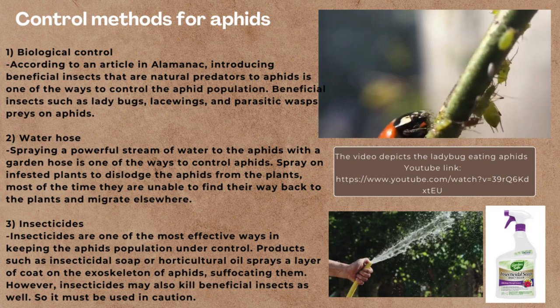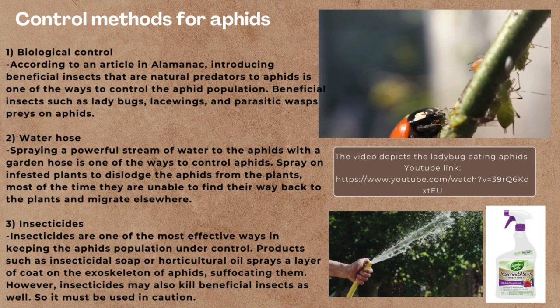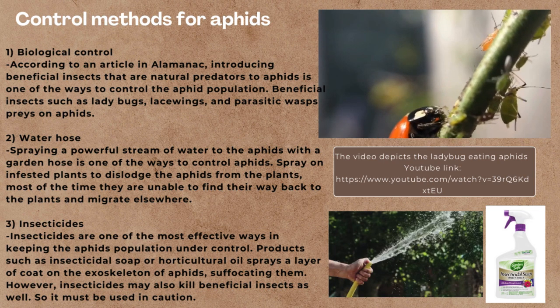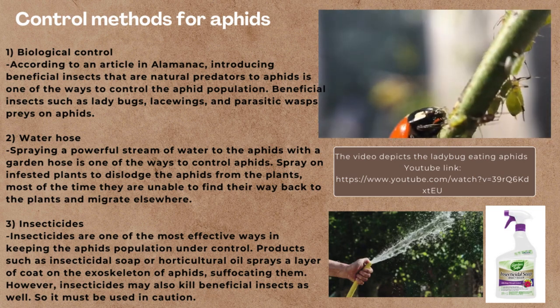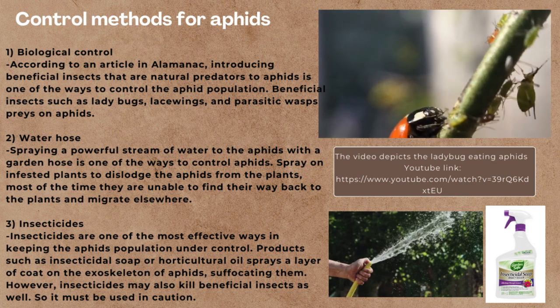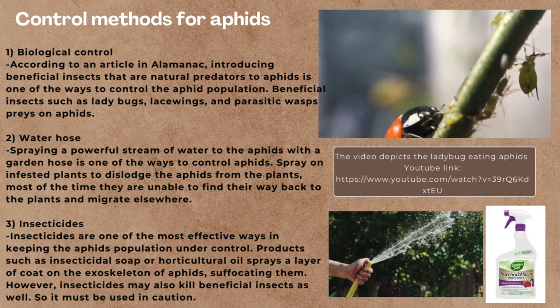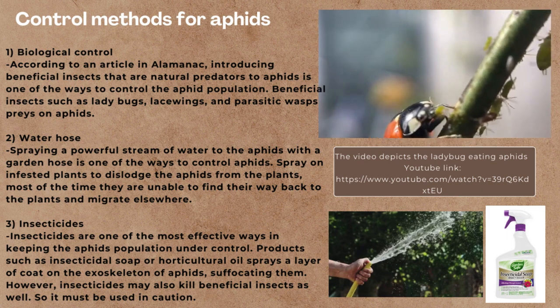Insecticides are one of the most effective ways of keeping the aphid populations under control. Products such as insecticidal soap or horticultural oil can be used to control the aphid populations. Those products spray a layer of coat on the exoskeleton of aphids, suffocating them. However, insecticides may also kill the beneficial insects as well. So, the insecticides must be used with caution.